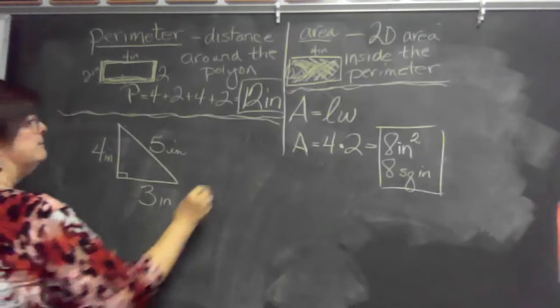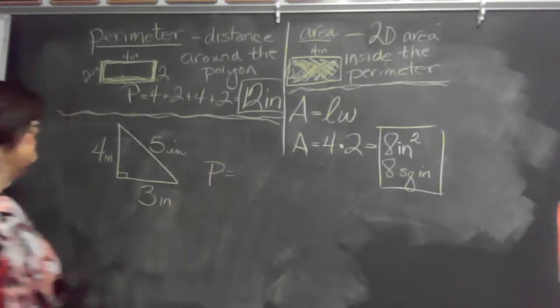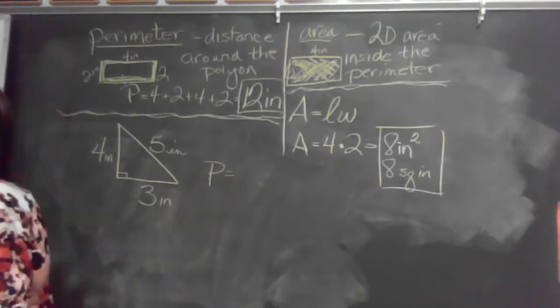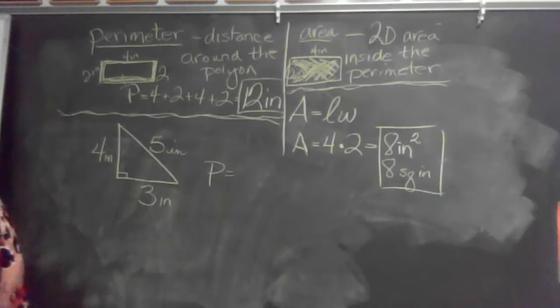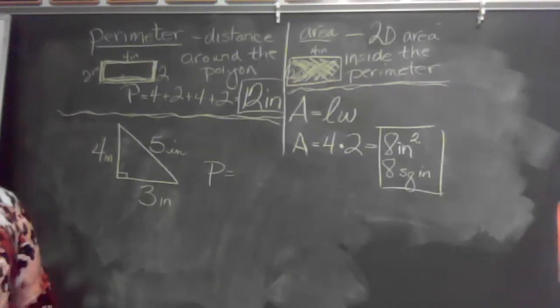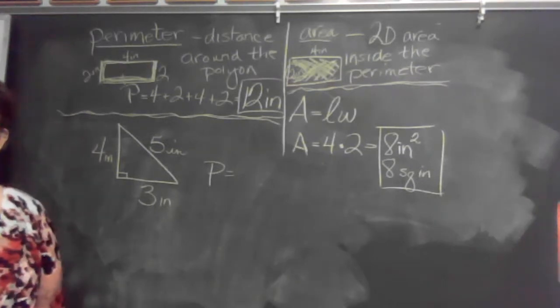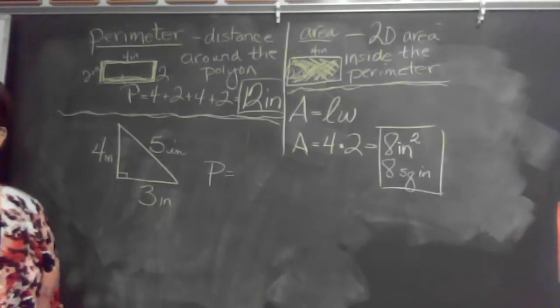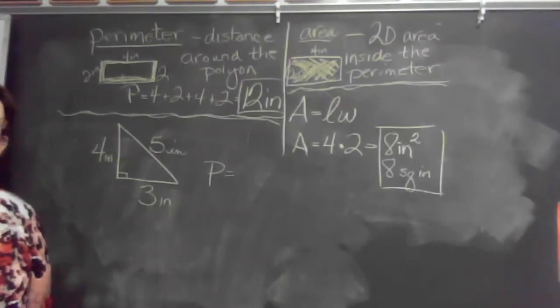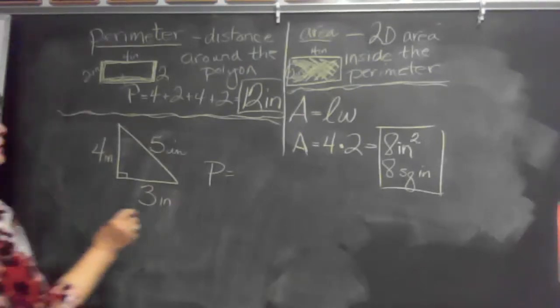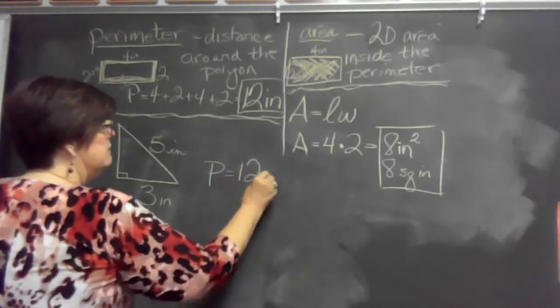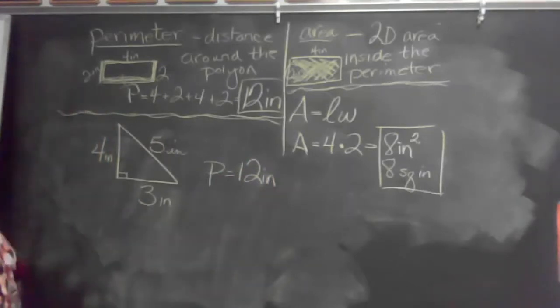Okay, perimeter. 5 plus 4 plus 3 is 12. Exactly, which will be 12. 12 inches, because we took the sides and just simply added them together.